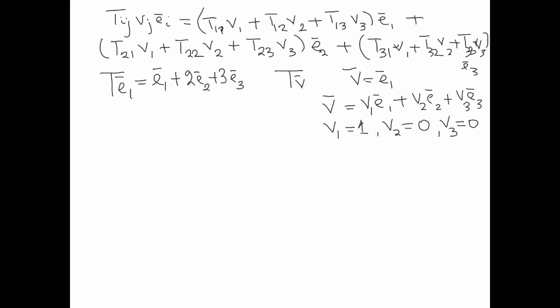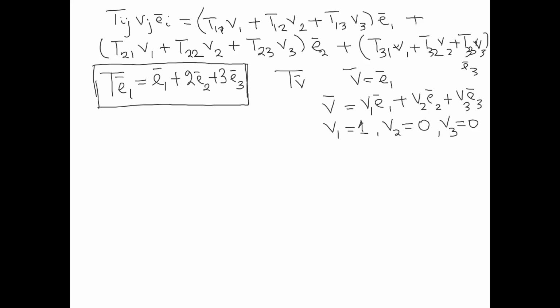So if my V is supposed to be equal to E1, in what I've written now fully, it means that all my V1s will be 1, all my V2s will be 0, and all my V3s will be 0. That I will do to answer this first transformation. So this is the first one I'm looking for, where my V is equal to E1. Remember, for my V to be equal to E1, V1 must be 1, V2 0, V3 0.